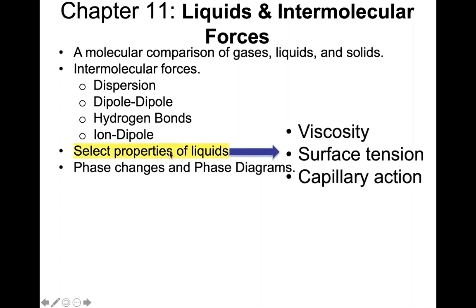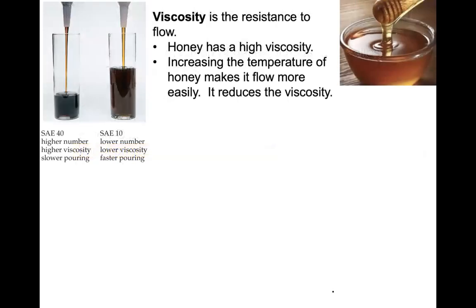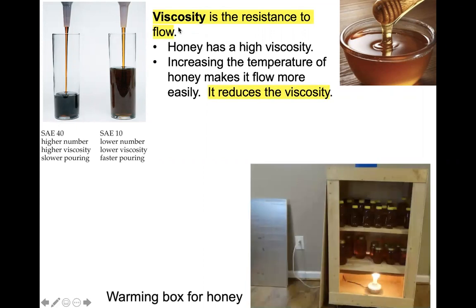Three different properties I want us to think about: viscosity, surface tension, and capillary action. All of these were within the pre-class video. So first of all, viscosity. Viscosity is defined as the resistance to flow. Different motor oils flow more or less easily. Honey is something that has a very high viscosity. You can change the temperature to change the manner in which it flows, but honey has a very high viscosity. It is very resistant to flow. If you turn over the jar, it just barely moves out.